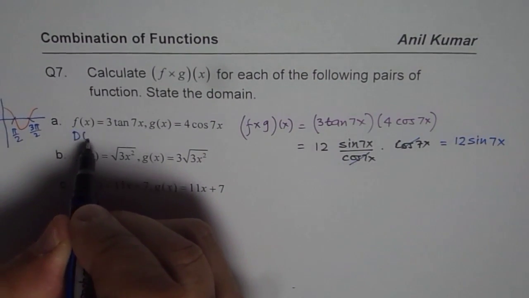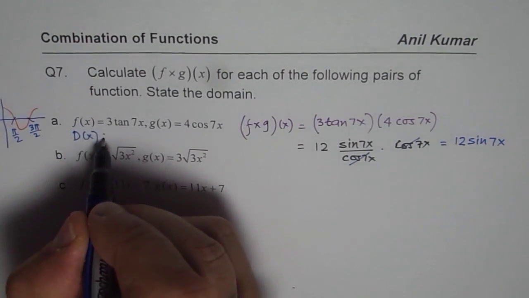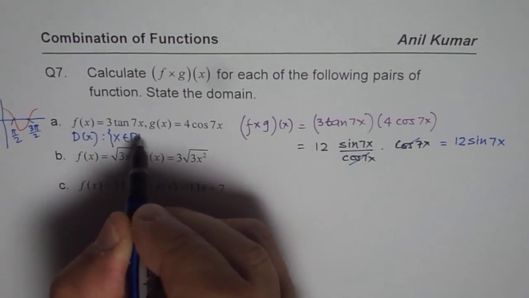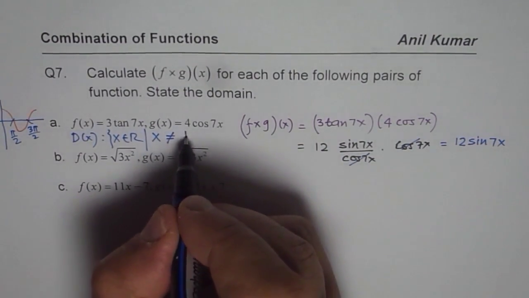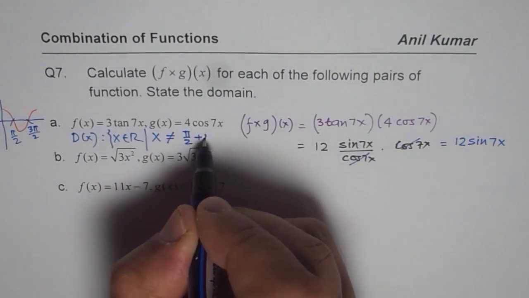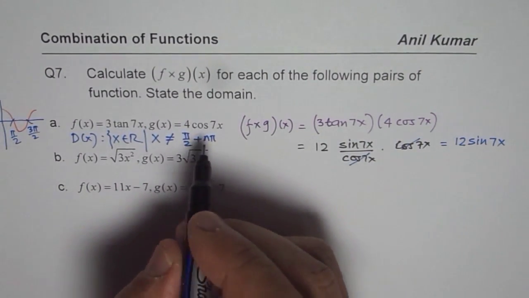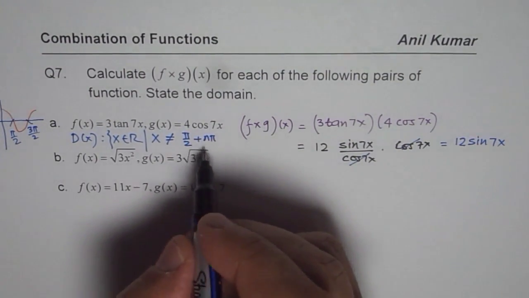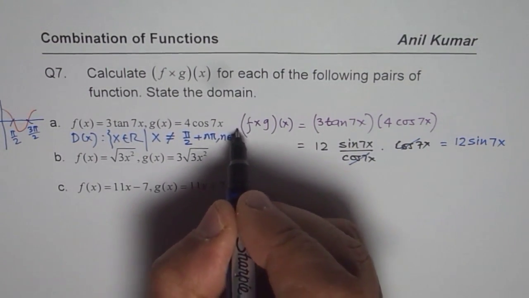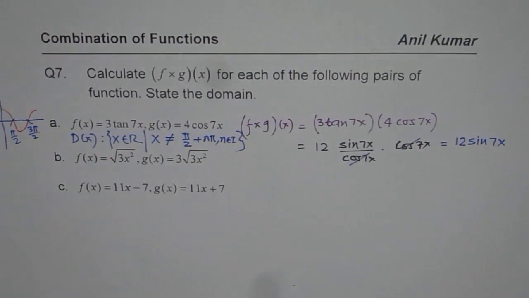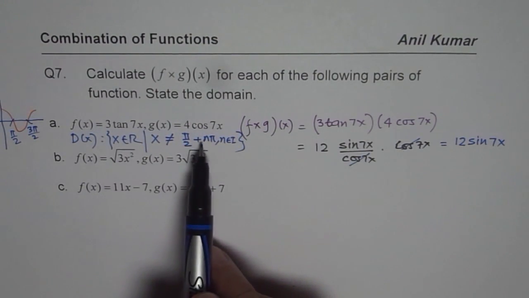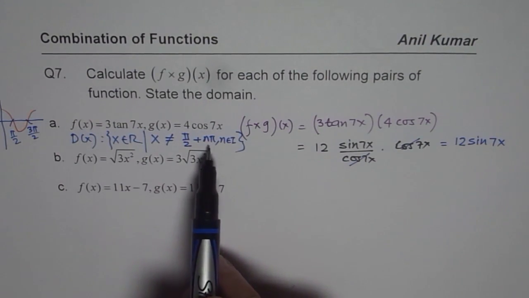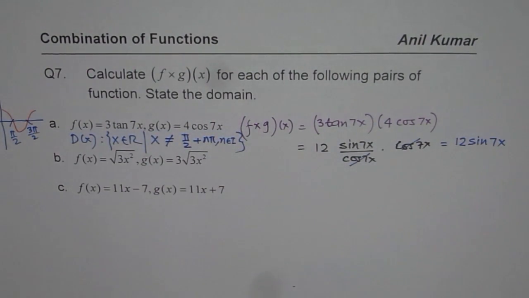Let me write the domain here. D of x for the product of these functions will be x belongs to real numbers, where x is not equal to pi by 2 plus n pi, where n belongs to integers. So that is the domain for this particular function, and it's very important to write this domain. Tan has a time period of pi, so this formula is a general formula which takes care of the domain. Perfect.